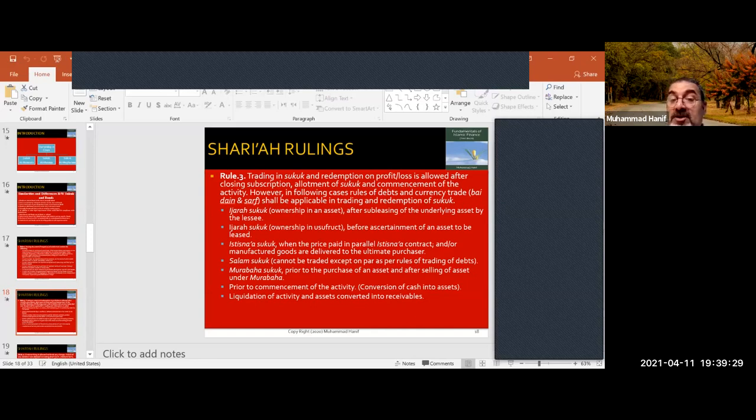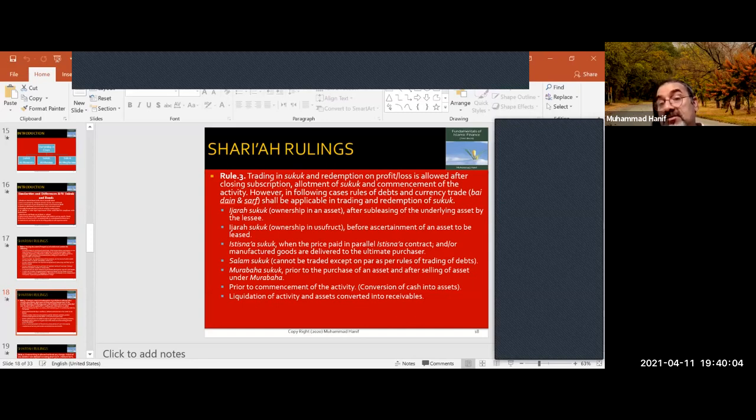In case of Ijara Sukuk, where ownership is in usufruct before ascertainment of an asset to be leased. In case of Istisna Sukuk, when the price paid in parallel Istisna contract and the manufactured goods are delivered to the ultimate purchaser. In case of Salam Sukuk, it cannot be traded except at par as per the rule of trading of debts. Murabaha Sukuk, prior to the purchase of an asset and after selling of assets under Murabaha. Prior to commencement of the activity, conversion of cash into assets.